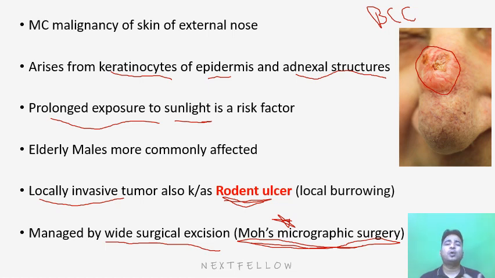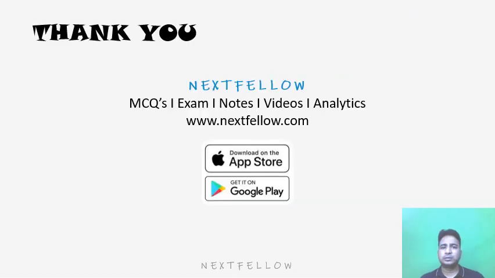So that's how we treat basal cell carcinoma. Sometimes post surgery there is a defect because we remove the tissue, so an open defect will be there. What we can do is skin grafting, or a pedicle flap can be taken and placed here to cover up the defect. So that was a very short introduction about basal cell carcinoma. I hope that's all. Thank you.